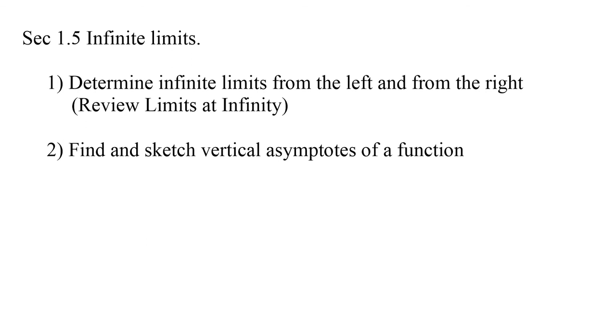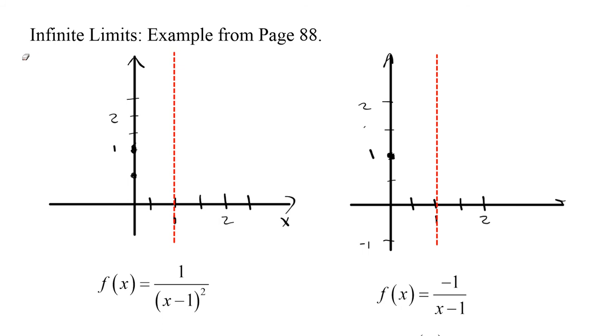So today we are going to determine infinite limits from the left and the right and review limits at infinity, which is something we did in pre-calculus. And then we're going to find and sketch vertical asymptotes of a function. So let's talk about these things. So first, infinite limits. When I say something has an infinite limit, that means that the result of the limit is infinity. That is how we're going to define that.